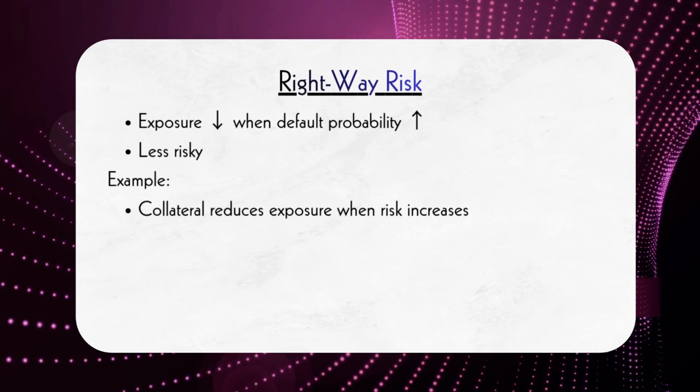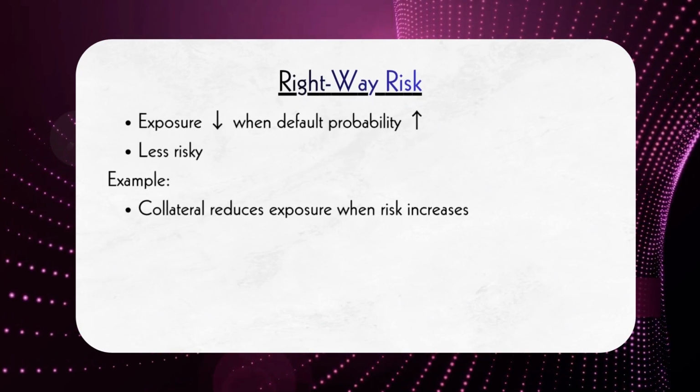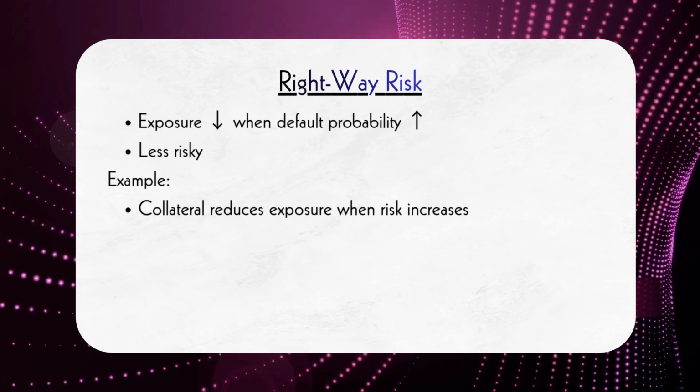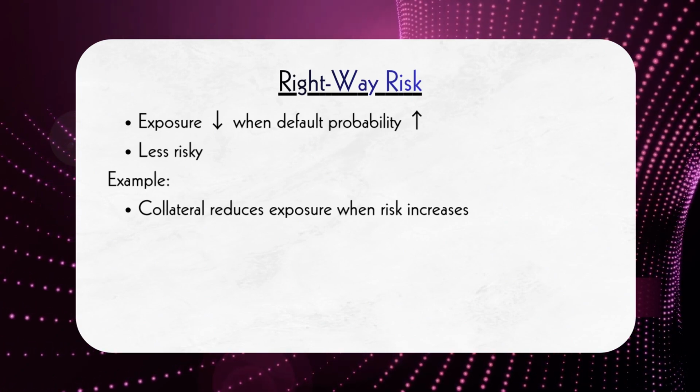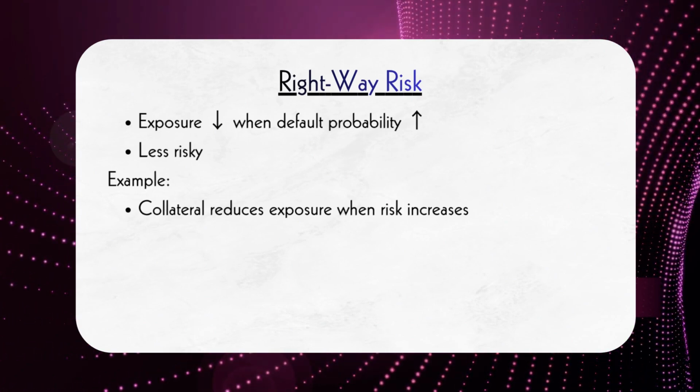On the other hand, right-way risk occurs when exposure decreases as default risk increases. For example, if collateral reduces exposure when risk rises, the overall risk is lower.